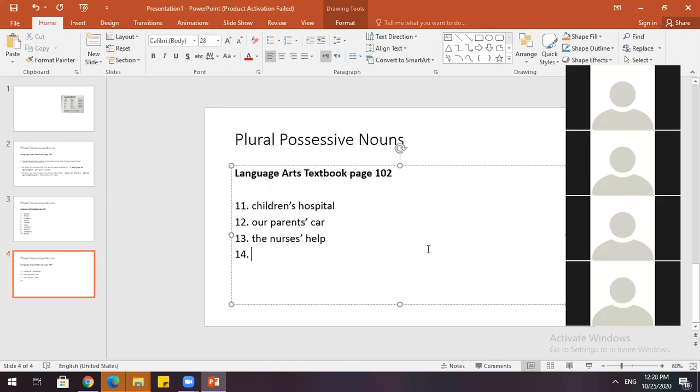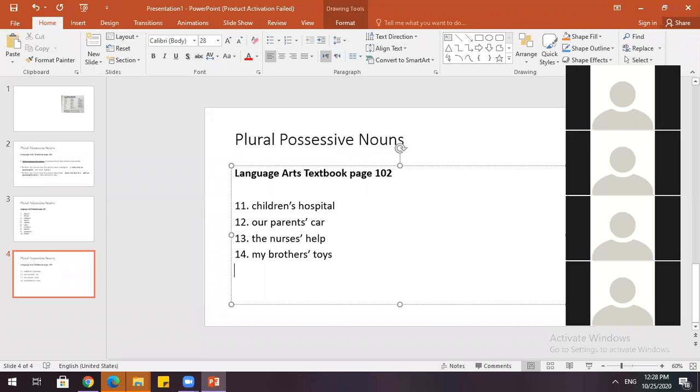The children enjoyed the toys of my brothers. My brother's toys. Very good. How do we write brothers? What can we add? All right, so I already have an S. We add an apostrophe. Very good.